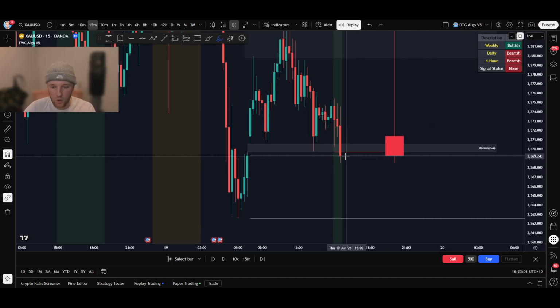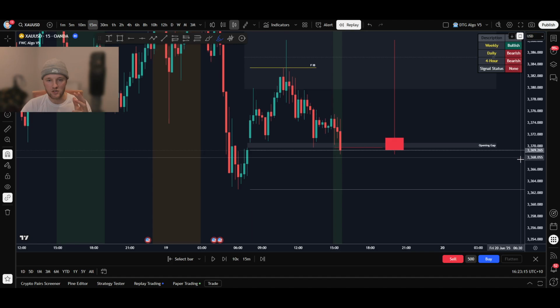We also close below the AOI level, right? This is a level that's automatically plotted by the indicator, and it's an area of interest where price could potentially bounce from, and we've closed below that now. So that's another point of confluence. That's 4 points of bearish confluence.